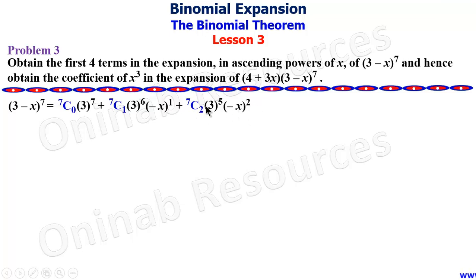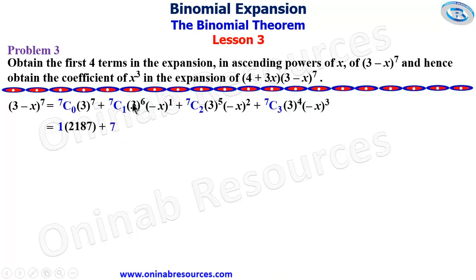Then the last term, which is the fourth term, according to the problem, is going to give us the coefficient as 7 combination 3, then 3 raised to power 4, negative x raised to power 3. So simplifying these coefficients, I have 7 combination 0 to be 1. 3 raised to power 7 gives 2187, plus 7, then 3 raised to power 6 gives 729. Then this is going to give us minus x since the power is odd.